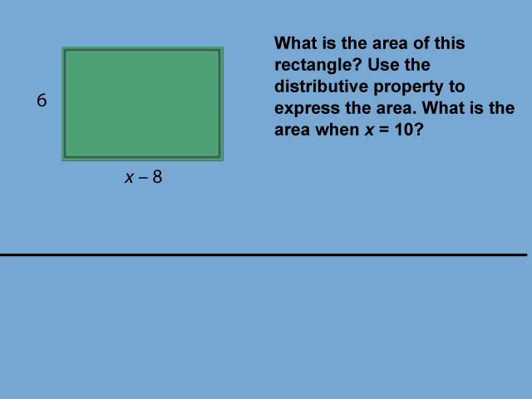The area of a rectangle is the product of the length and width. With this rectangle, the length is a variable expression. The area of the rectangle is the product of these two expressions, 6 and the quantity x minus 8.